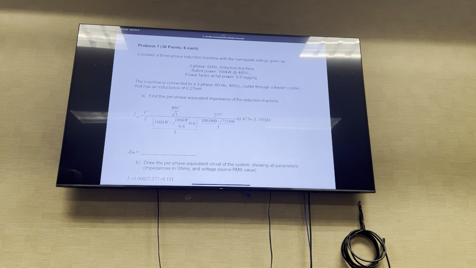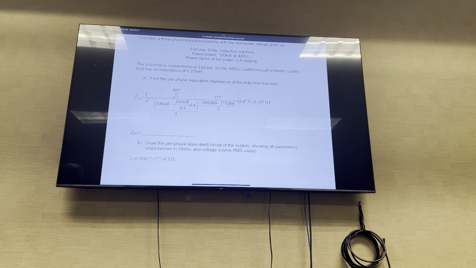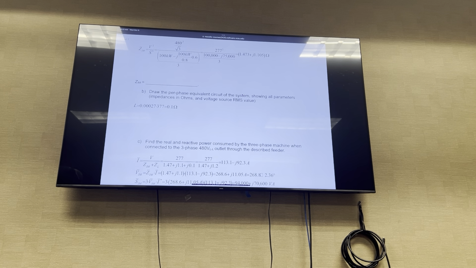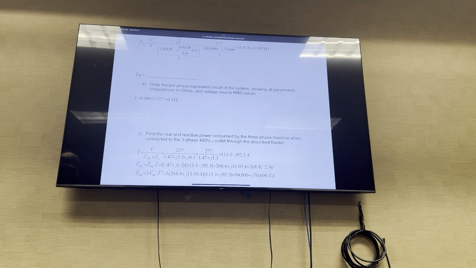So this is the problem statement. This is the problem that we looked at. The machine is connected to a 3-phase source through a feeder. So all we have is the induction machine, a voltage source, and this feeder. And we're looking for the per phase equivalent.